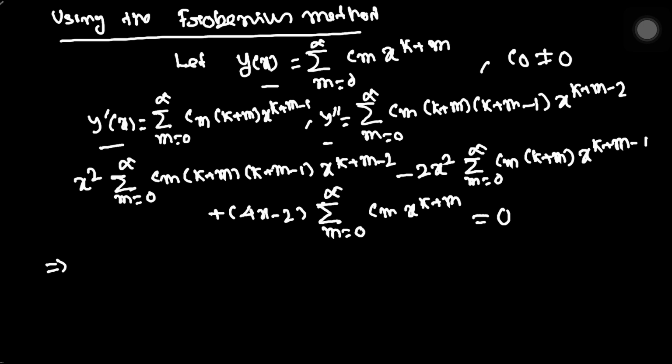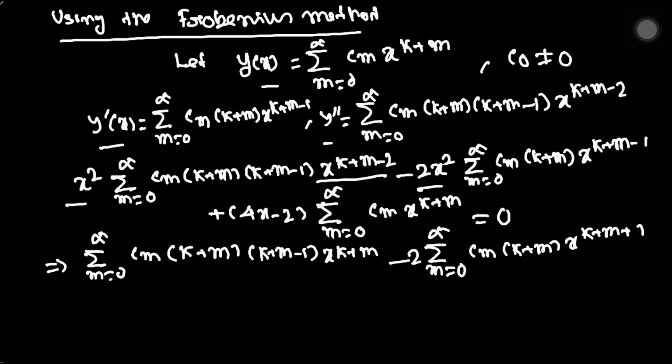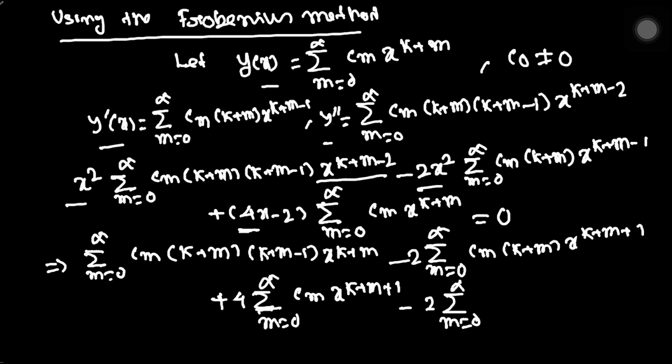So now rearranging these terms, we will get summation over m equal to 0 to infinity c_m (k plus m) into (k plus m minus 1) and x square into this we will get x to the power k plus m. Similarly, from this term we will get minus 2 summation over m equal to 0 to infinity c_m (k plus m) x to the power k plus m plus 1, plus from this term we will get plus 4 into summation over m equal to 0 to infinity c_m x to the power k plus m plus 1, minus 2 into summation over m equal to 0 to infinity c_m into x to the power k plus m.